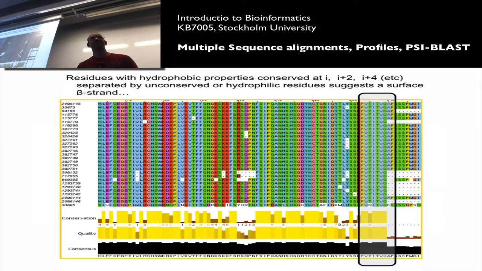Is it also possible that there is just one sequence by random in this alignment that has a completely different shape than the other ones? Because sometimes an amino acid change changes the whole structure. So we come to something we'll talk about a bit more later, the sequence structure relationship.